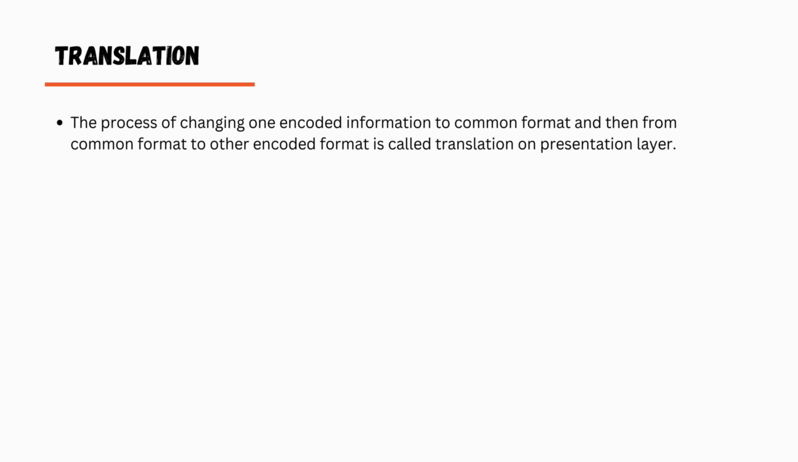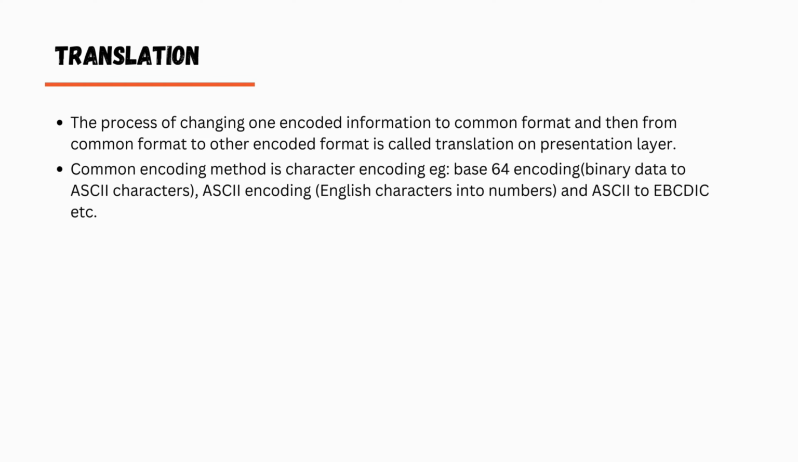Now let us dive deep into the third functionality of the presentation layer, which is translation. Translation is the process by which we change one encoded data to the common format and then we change the common format data to the other encoded format. We use different types of encoding systems or encoding processes in this translation process. Some of the common examples are given here, like base 64 encoding or the ASCII encoding system. As we always understand our concepts through examples, we will understand the translation process with an example again.